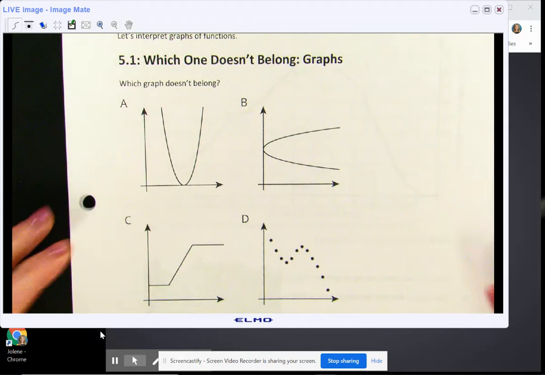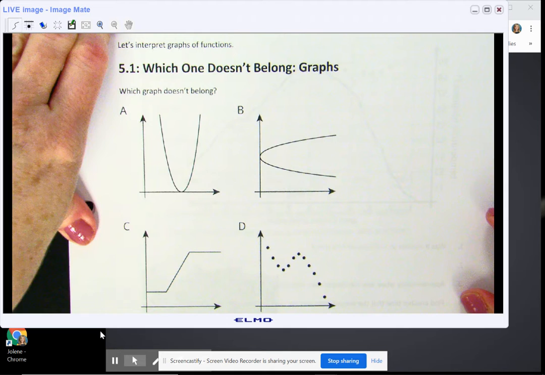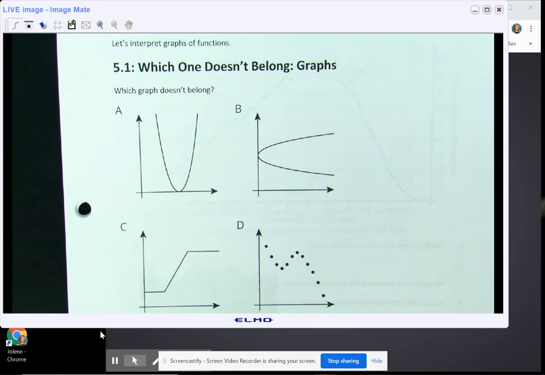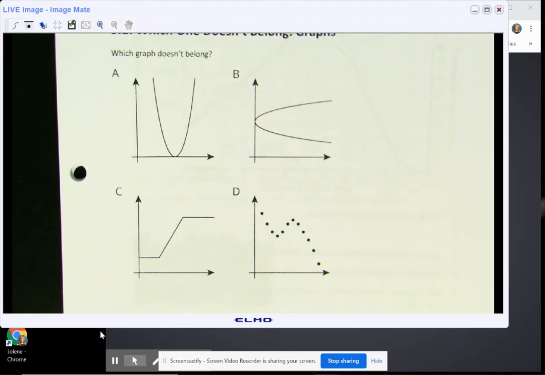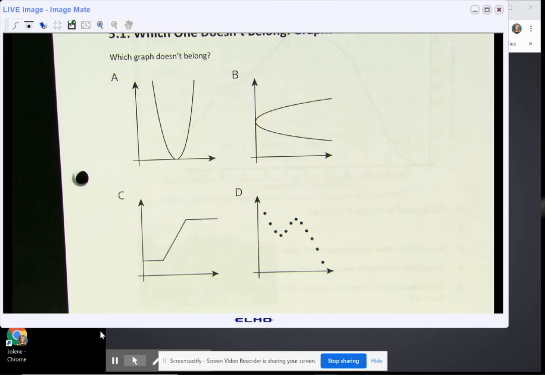But the first thing is to look at these 4 graphs and decide which does not belong. So pick one of these graphs that does not belong, and like always on your paper, write down which letter and why. So pick one that doesn't belong and tell me why.